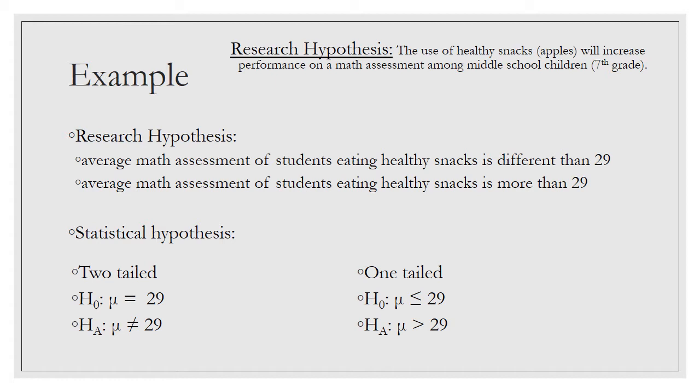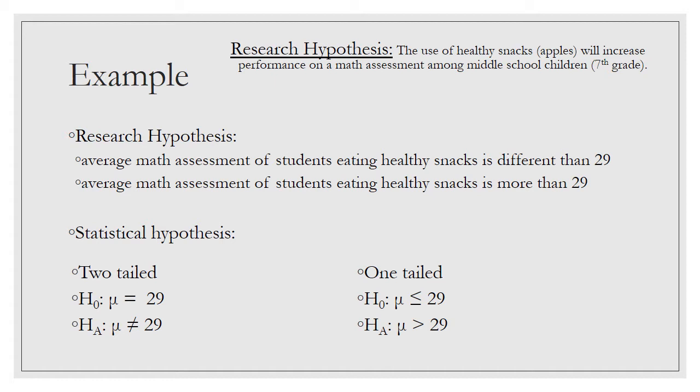But we might say that the average assessment score of students eating healthy snacks is greater than 29. This is what a one-tailed hypothesis test for the null and alternative would look like. The null would say that no, the score will be less than or equal to 29, and the alternative says it's going to be greater than 29. Remember, I'm just putting some values in here for the sake of an example.